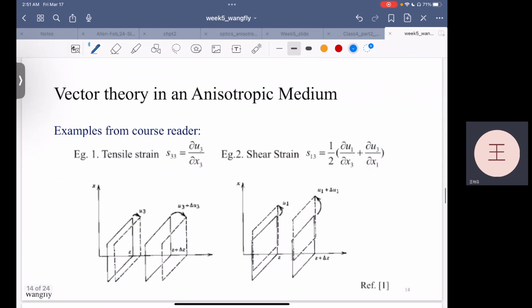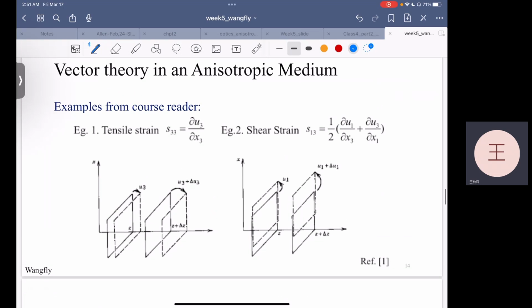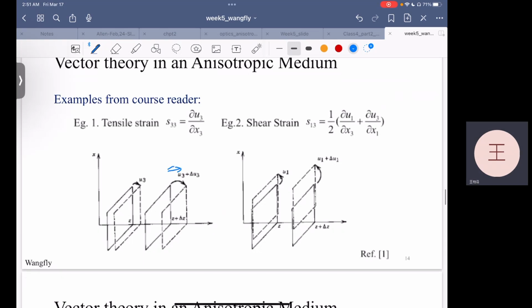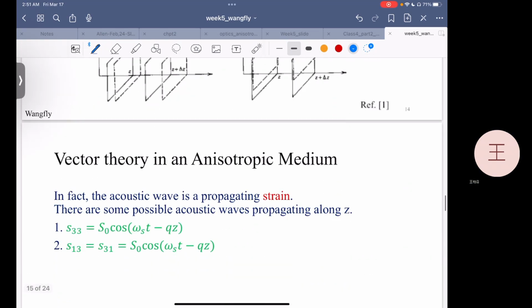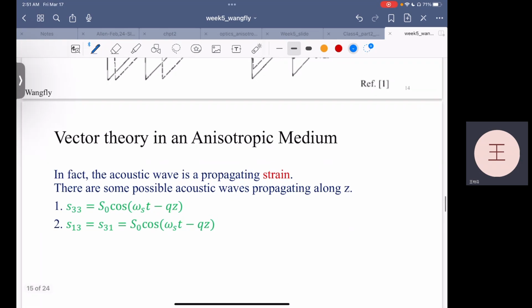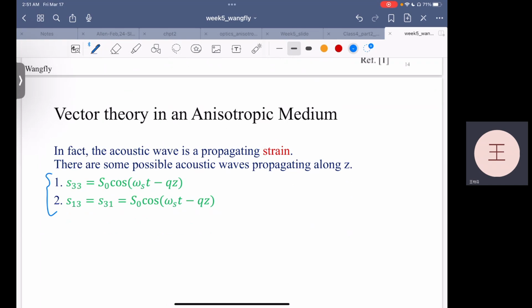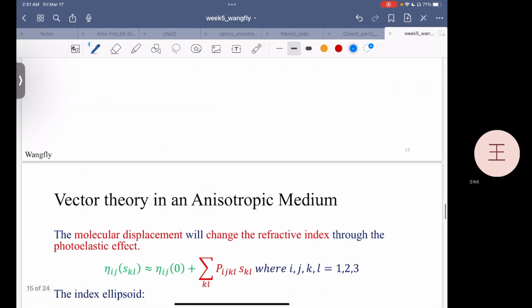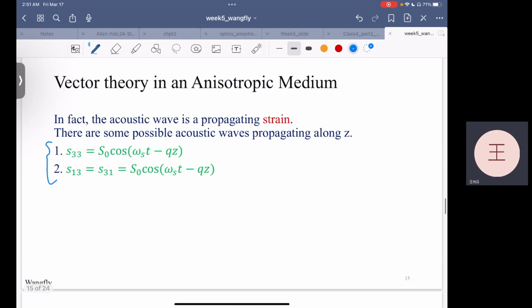So actually it can be categorized into 2 types. One oscillates in this way, another oscillates this way. Okay, and just to re-emphasize, acoustic wave is a propagating strength, and there are some possible acoustic waves propagating along Z, and these are all the stated possible circumstances.